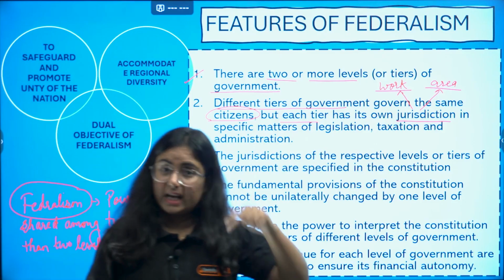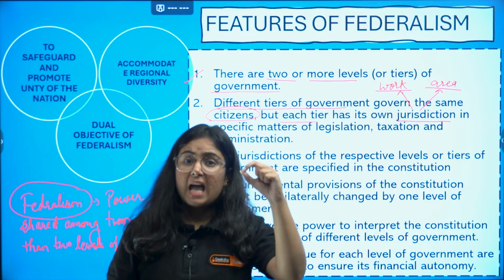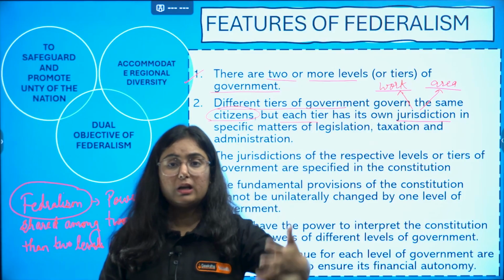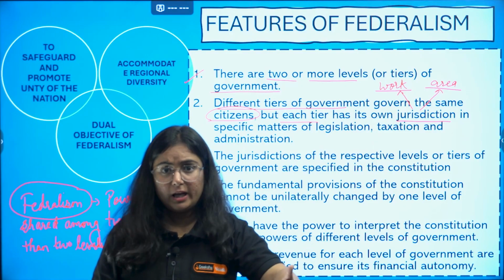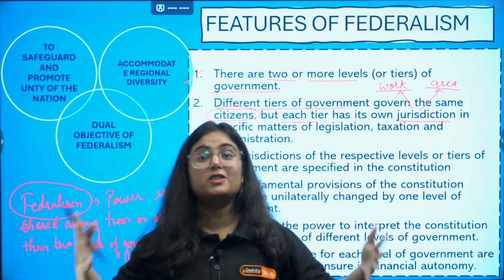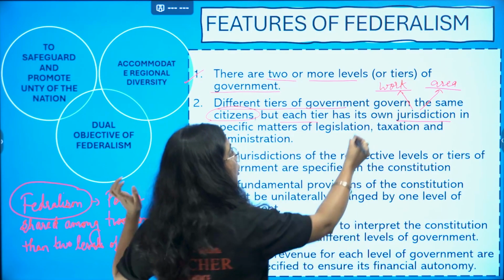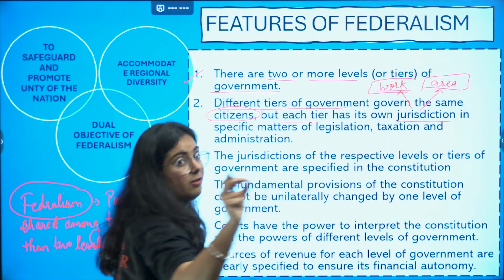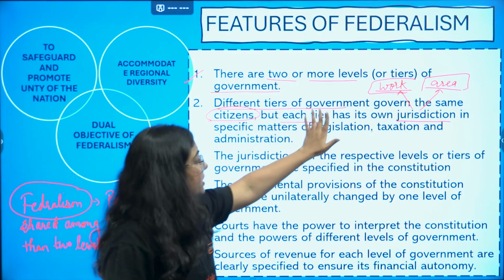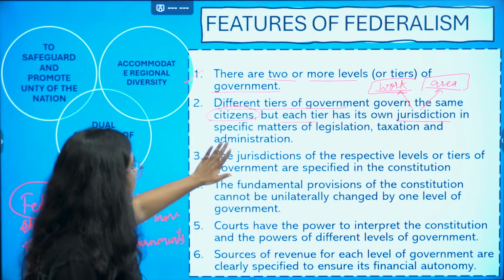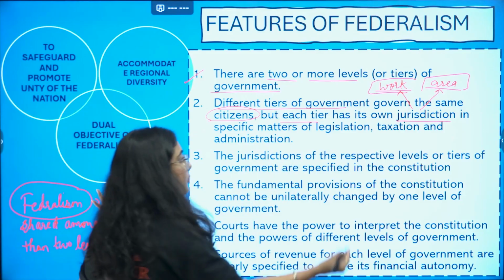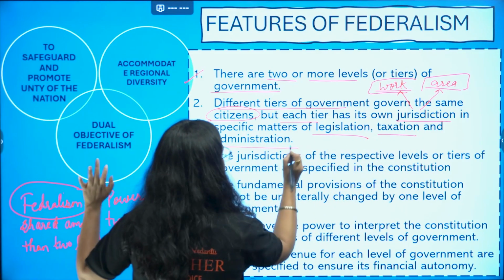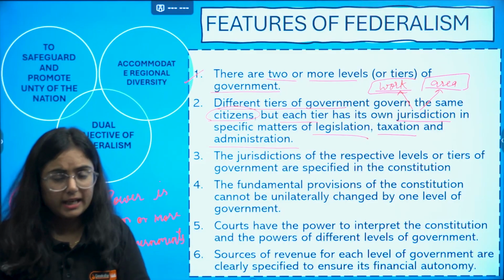Okay, the state government of Karnataka has the power of police, like how the police will work in the state. But that police will be the police of Karnataka. So what is the work and in which area they will be working, the government decides. So each tier has its own jurisdiction in specific matters of legislation to make the law, to impose taxes and to administer that area. Get the point?